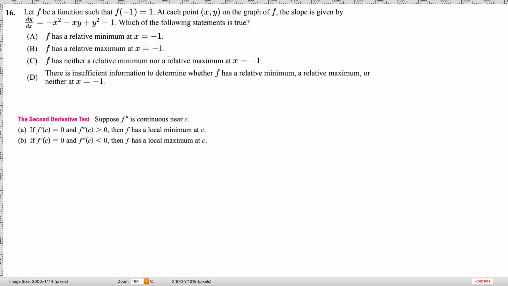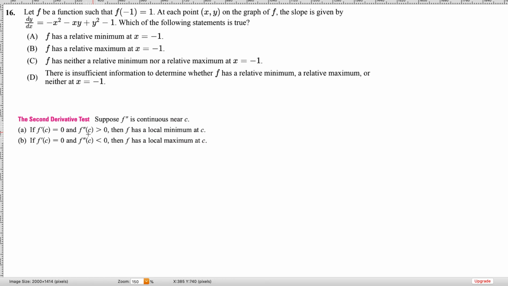What we first want to see is, let's read the question. We have f be a function such that f of -1 equals 1, and at each point x comma y in the graph, the slope is given by this derivative. Which of the following statements is true? Now, this is the first derivative, and to do this problem we look at the point -1 comma 1, because x is -1 and y is 1.